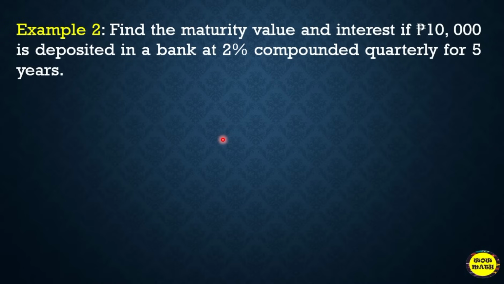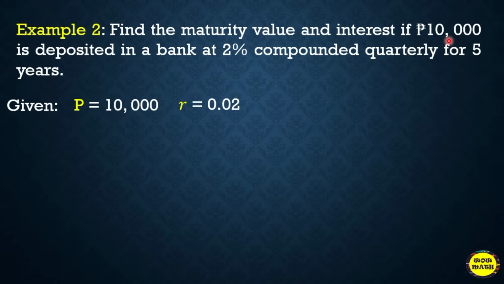So, ano ang tinatanong dito? Maturity value or yung tinatawag nating future value ng pera. And then, the compound interest. So, ibig sabihin, ano yung mga given natin? So, yung 10,000 dyan, since future value yung hinahanap, yung 10,000 dyan is yung present value. And then, yung nominal rate natin is 0.02. And the time or the number of years is 5 years.